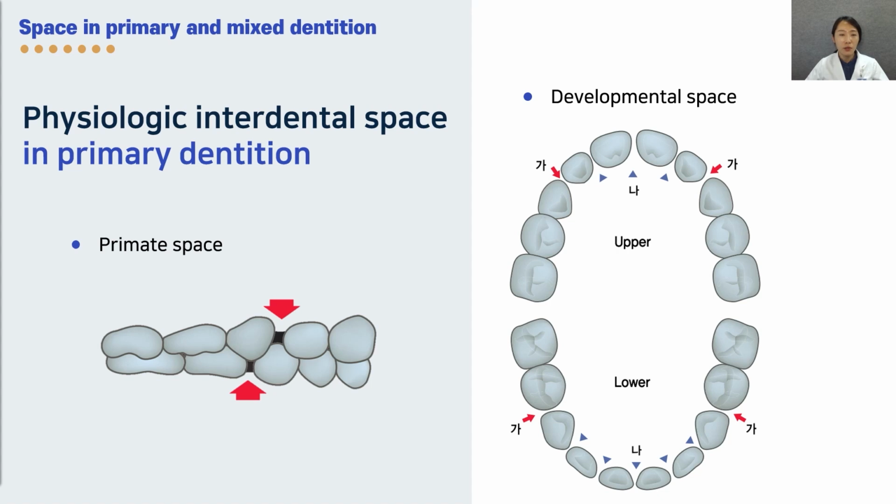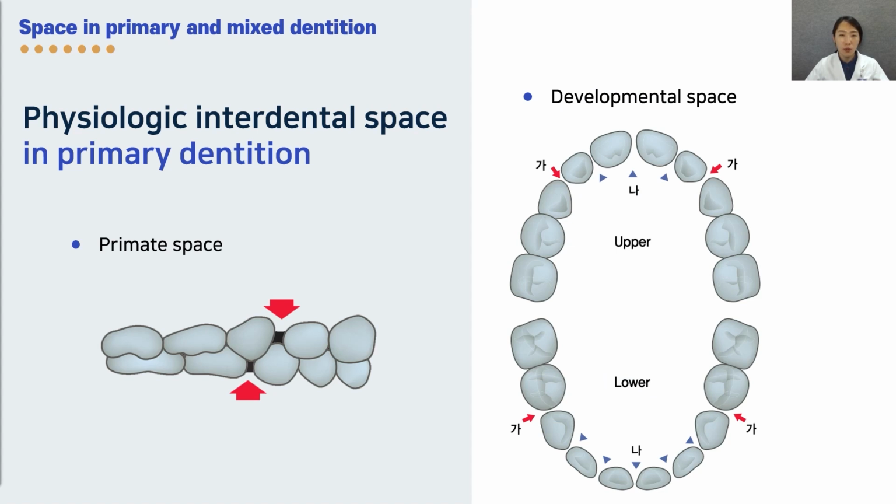Spaced arch frequently exhibit two types of space, referred to as primate space and developmental space. Primate space is indicated by red arrows, and it means the space between the maxillary lateral incisor and canine, and the space between mandibular canine and first molar in primary dentition. Developmental space is indicated by blue triangles, and it means interdental spaces between maxillary and mandibular anterior teeth.